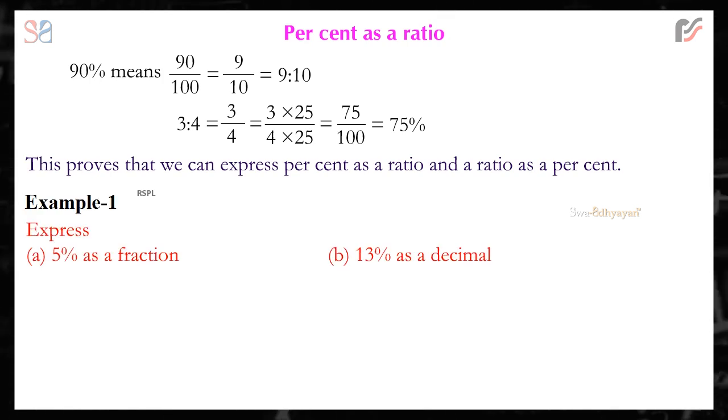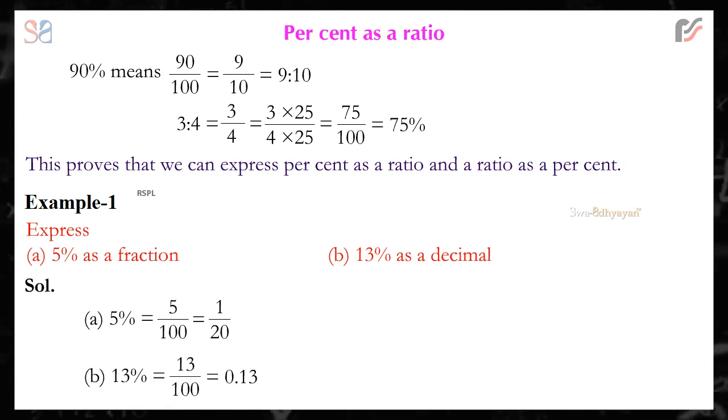Example 1. Express A. 5% as a fraction, B. 13% as a decimal. Solution. A. 5% is equal to 5 upon 100, which is equal to 1 upon 20. B. 13% is equal to 13 upon 100, which is equal to 0.13.